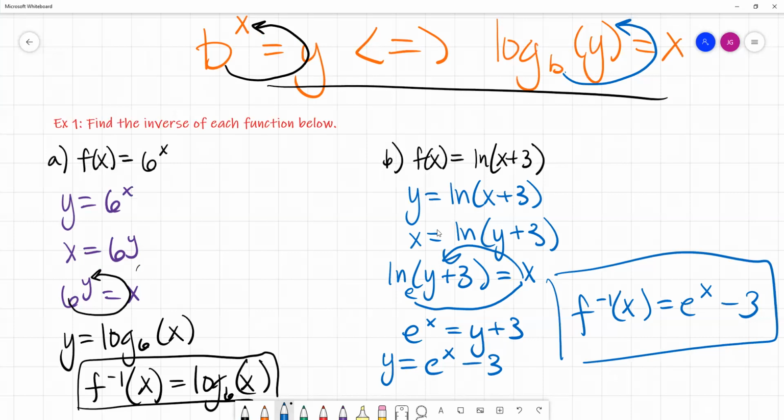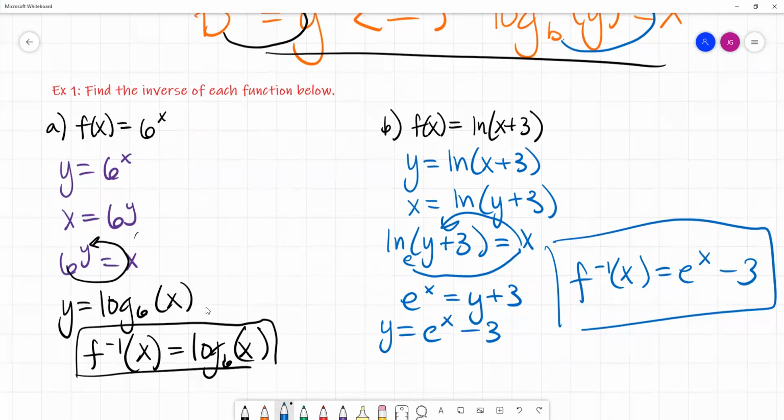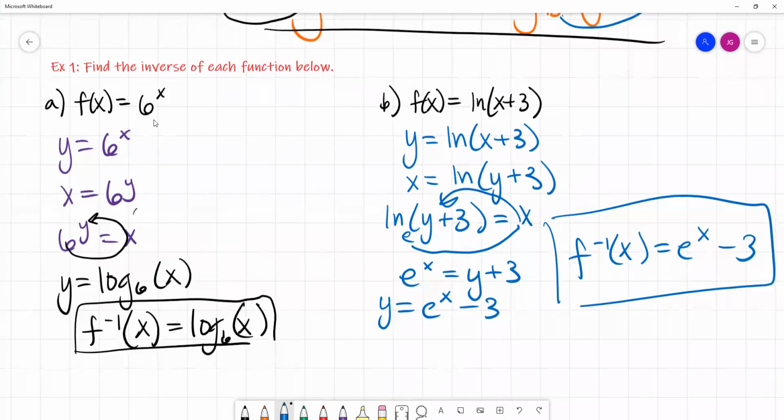And you see the direct connection now. We had been talking about how exponential and logarithm are inverses of each other, and now we see that concretely because we did it algebraically. We kind of proved it a little bit, not super formally, but we showed some examples where, yeah, that's true. Natural log of x plus 3, the inverse of it is e to the x minus 3.